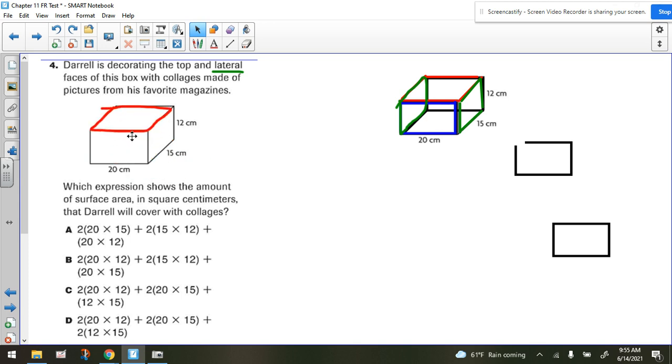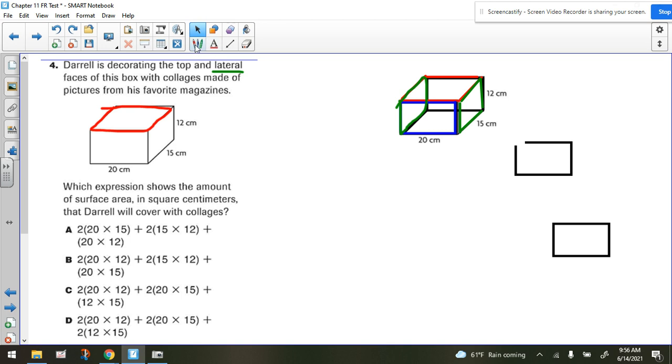Now, the next step is to figure out what are the dimensions of that top piece, because that's the only face that we're not going to need two of. We need two of these, right? That's a 15 by 12. We need two of the 15 by 12s, and we need two of the 20 by 12. See, this blue thing here is a 20 by 12. How do we know that? Because this is 20, this is 20, if this is 12, then this is 12.